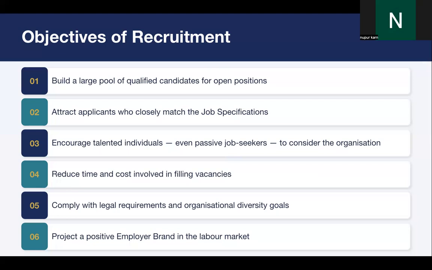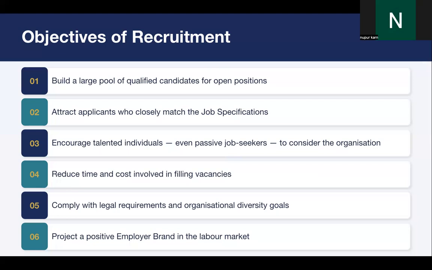Perks are also very good there. They give good salary to the employees. So these are all the things that contribute to making an employer a good brand. So you need to project your company as a positive brand in the labor market. These are all the objectives of recruitment.